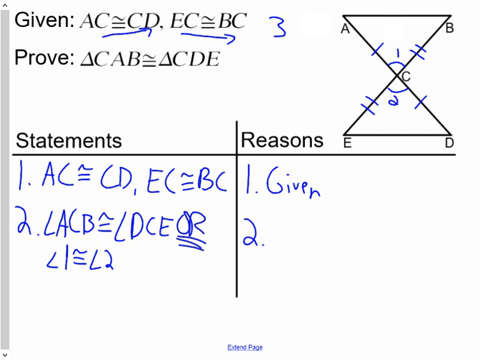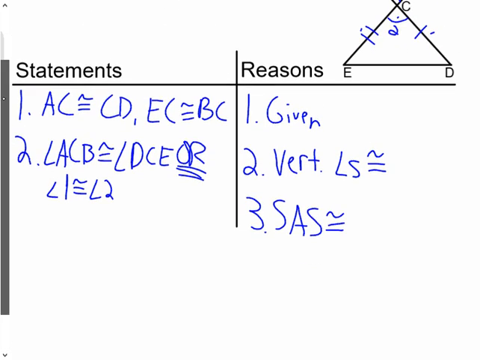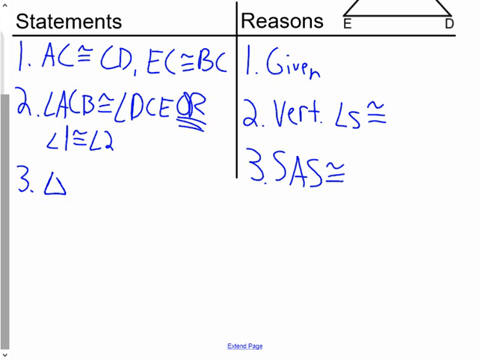You cannot call it angle C equals angle C, because I don't know what angle you're talking about. That also sounds very much like reflexive. So just a couple quick notes on that one. The vertical angles congruent is our reasoning. Lastly, triangles are congruent because we got side, angle, side, side, angle, side. So this is SAS congruent. And then we're going to rewrite the proof, which was triangle CAB and triangle CDE are congruent.